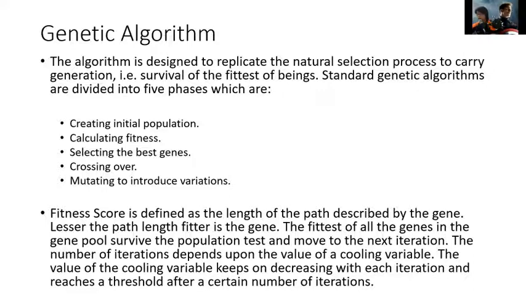So the lesser the path length, the fitter the gene, meaning to say the shorter distance is the better one. And the fittest of all the genes in the gene pool survive the population test and move to the next iteration. So the number of iterations depends upon the value of the cooling variable. The value of the cooling variable keeps on decreasing with each iteration and reaches a threshold after a certain number of iterations.